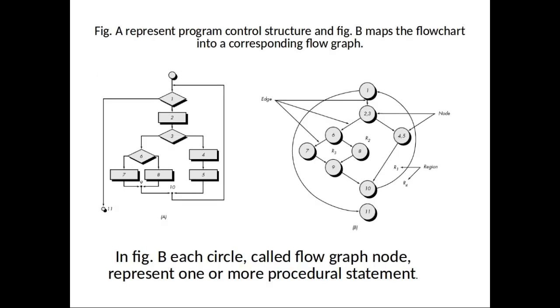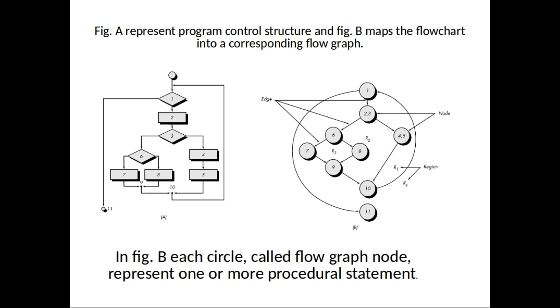To illustrate the use of a flow graph, consider the procedural design represented on the left side of this figure, figure A. Here, a flowchart is used to depict program control structure. Figure B maps the flowchart into a corresponding flow graph. We assume that no compound conditions are contained in the decision diamonds of the flowchart.